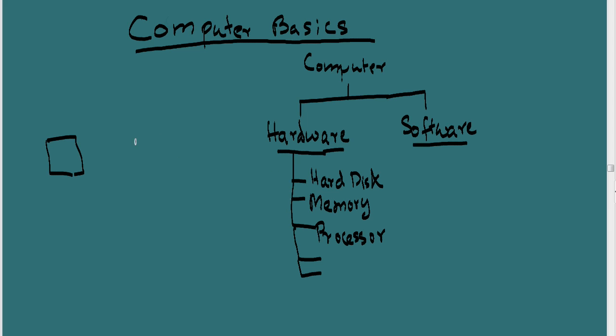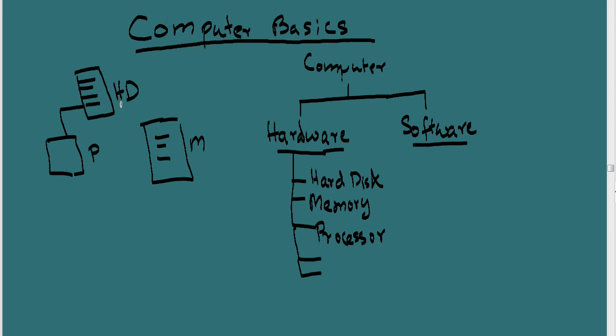So let's say this is the processor, which I'm writing as P. Let's say this is your hard disk, which I'm drawing like a shelf. And this is your memory, M.